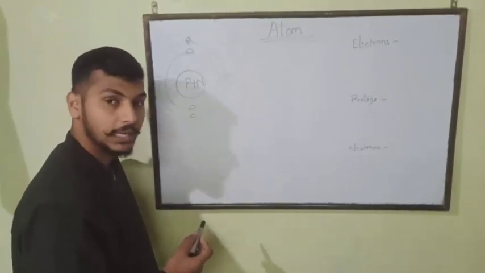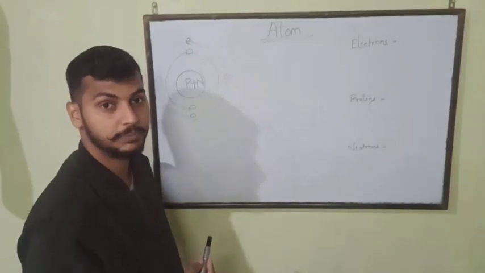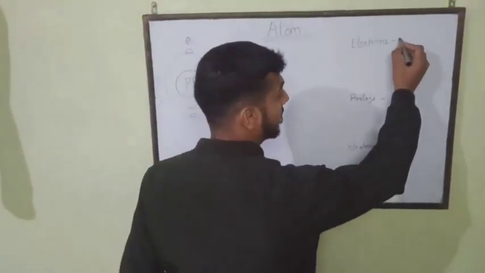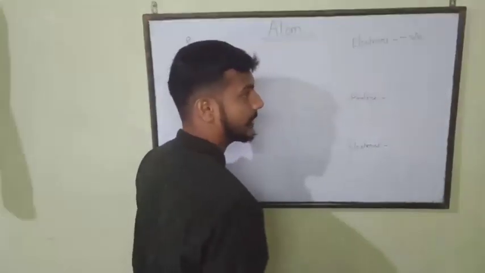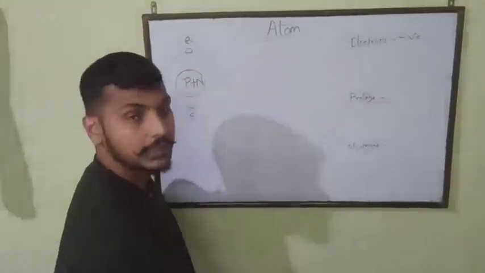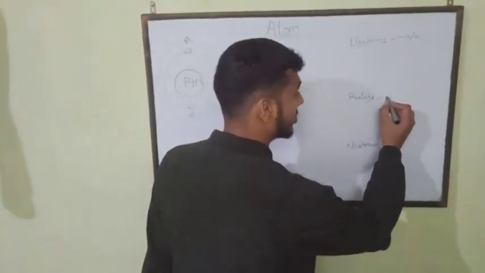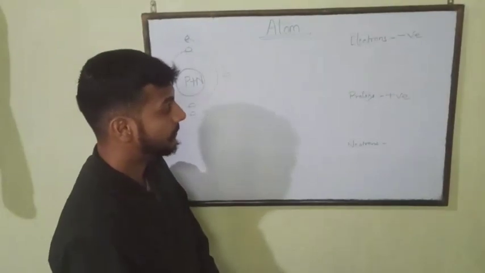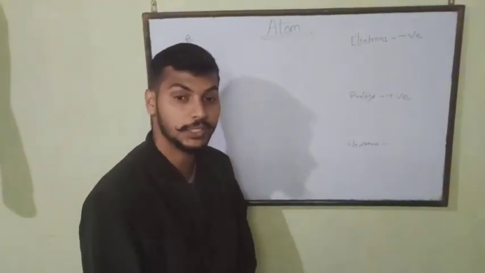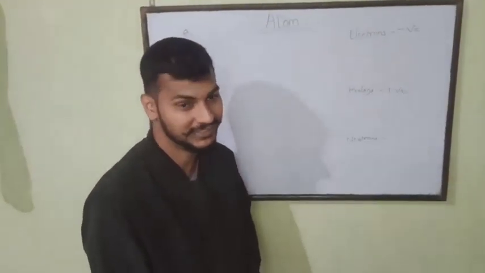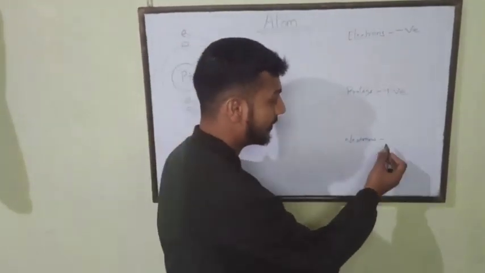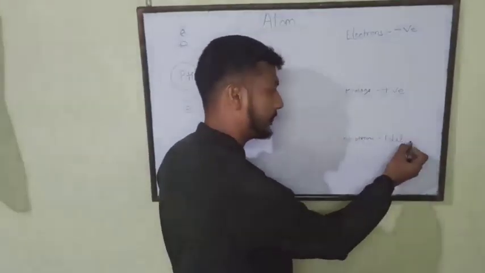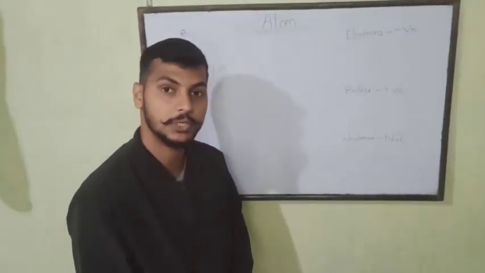These electrons are basically negatively charged particles. Electrons are the negatively charged particles of an atom. Similarly, protons are the positively charged particles of an atom. And have you seen any other charges besides these two charges? No. Then, similarly, neutrons are nil charged. Neutrons are nil charged. It means neutrons do not have any charge.